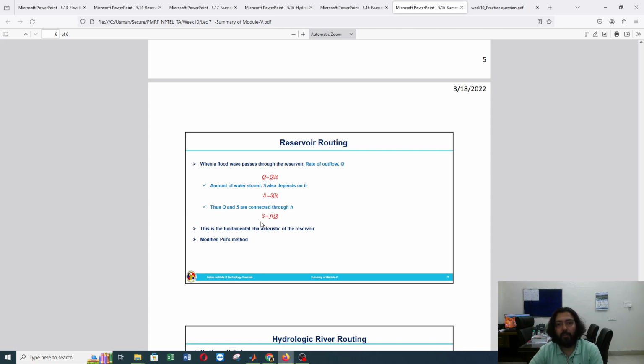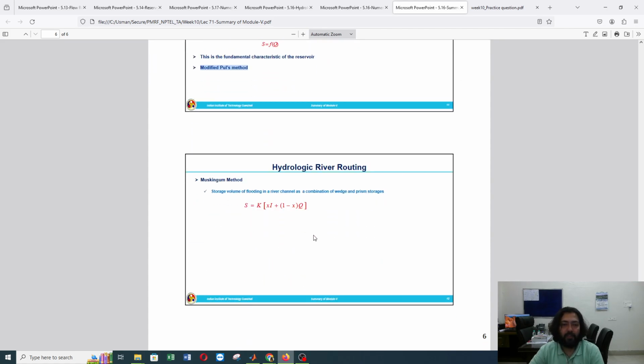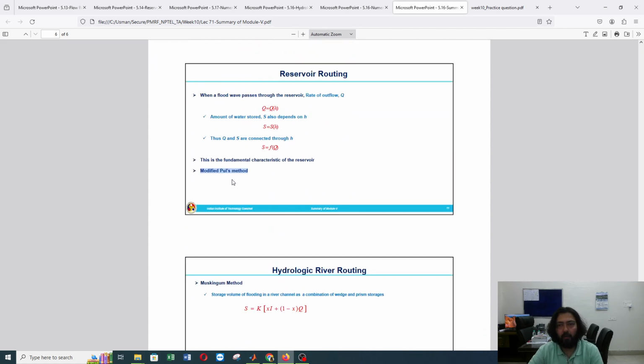So whenever we want to use reservoir routing, we are going to use the level pool method, which is also known as the modified Puls method. Then we have studied the steps used for reservoir routing using the modified Puls method. The first step is to plot elevation versus the storage indicator term, that is H versus S plus Q by 2 delta T term. Then we are going to plot H versus outflow, and then we use the equation to calculate the value of S2 minus Q2 by 2 delta T term, and for that term the corresponding head and outflow would be the next term, and using the same approach we calculate the value of Q2.